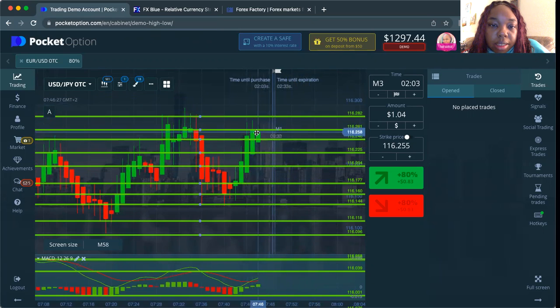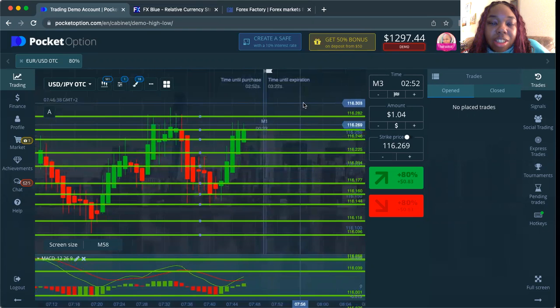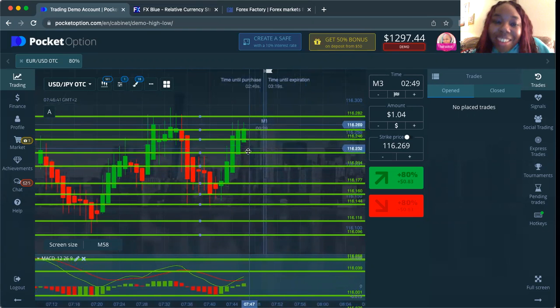But now you see it's hanging in this area, in the 264 area. If you can clearly see, it's just hanging there. Okay.